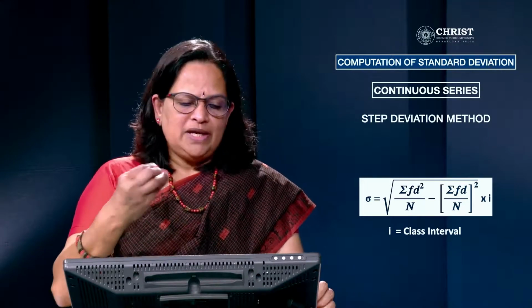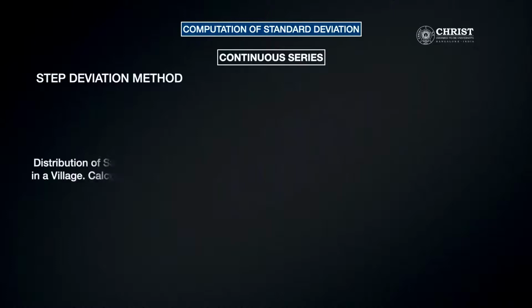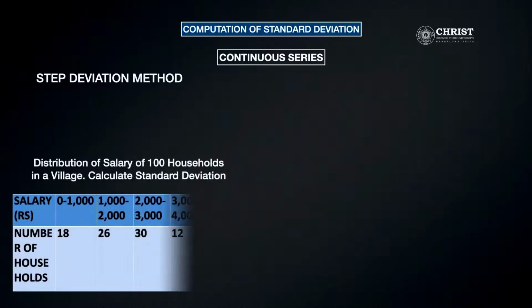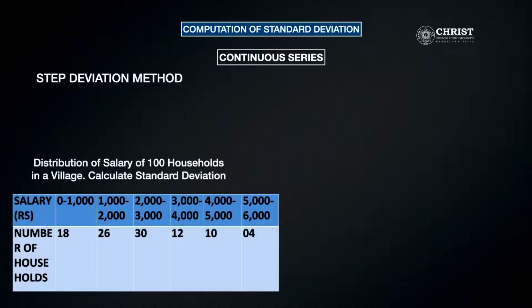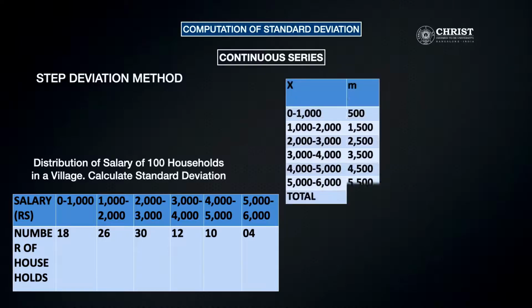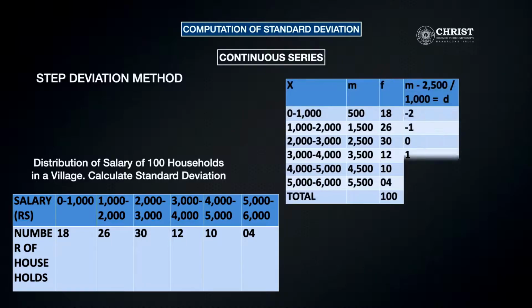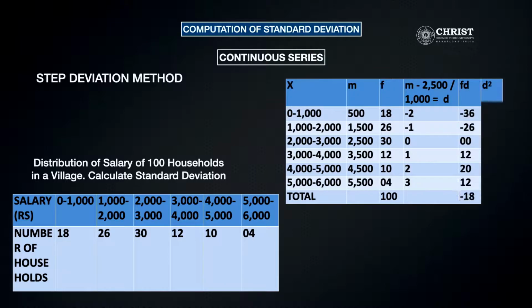With one problem we can explain this. The following table gives the distribution of salary of 100 households in a village. Calculate standard deviation. Salary in rupees: 0 to 1000, 1000 to 2000, 2000 to 3000, 3000 to 4000, 4000 to 5000, 5000 to 6000. Number of households: 18, 26, 30, 12, 10 and 4. Now the solution we can see in the table. The only difference is that we are dividing d with the class interval, that is, 1000 is the class interval here.